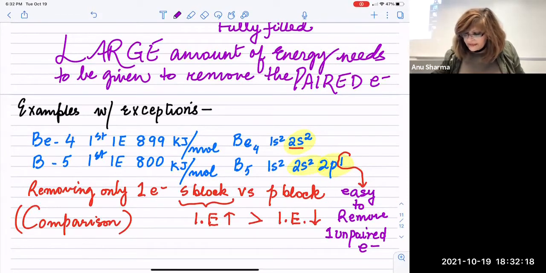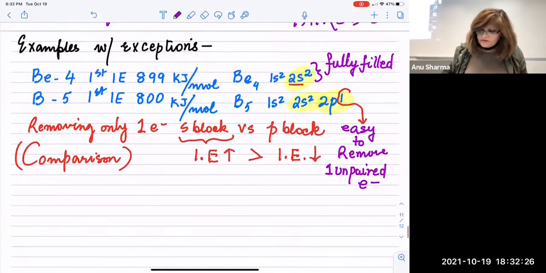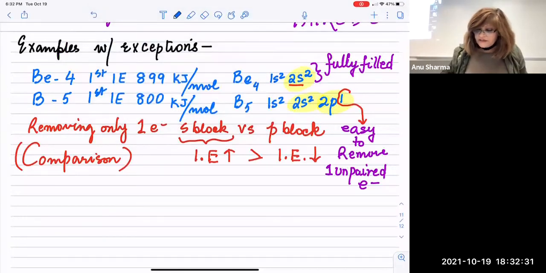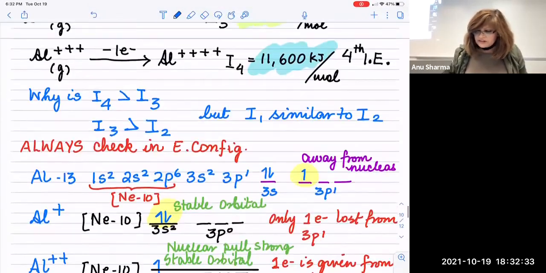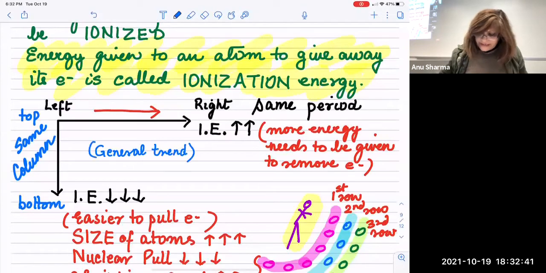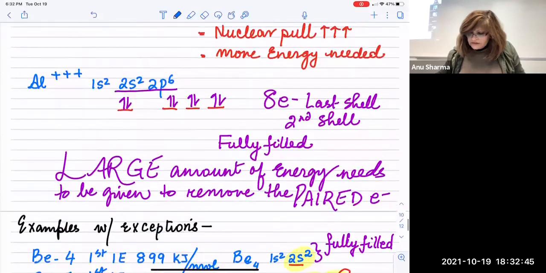This one is fully filled, so it is very difficult to break that pairing. That's an exception. If there's a trend in the periodic table, keep in mind that this is just a general trend, but you have to look at the exceptions. Where are they placed?